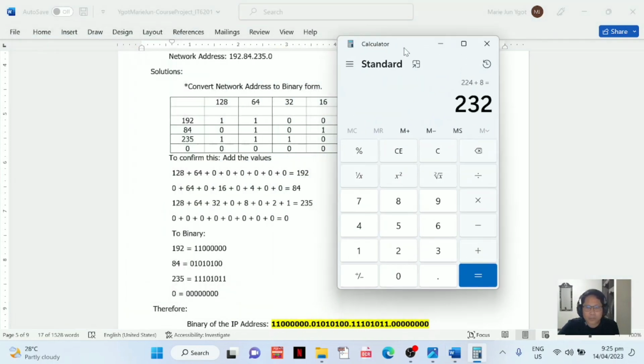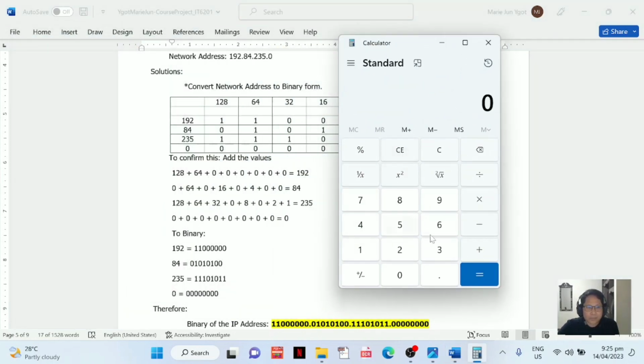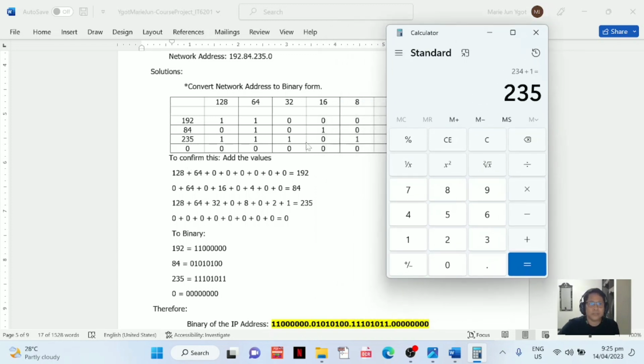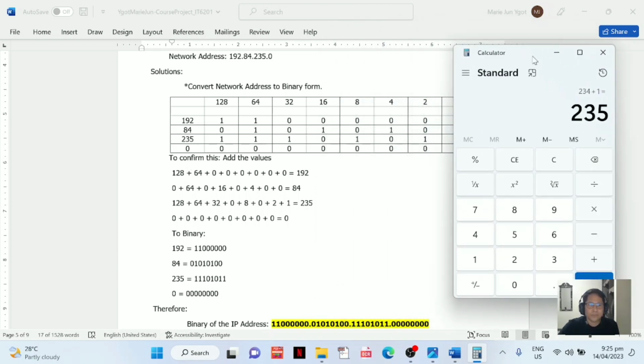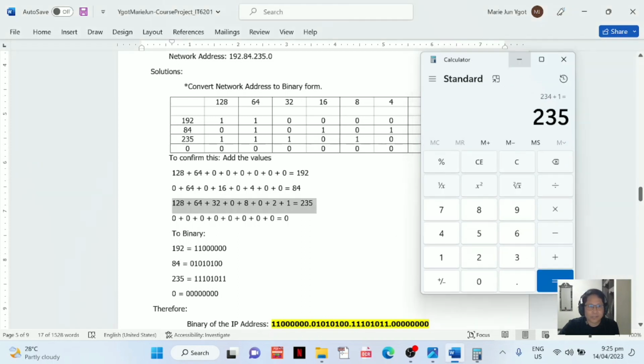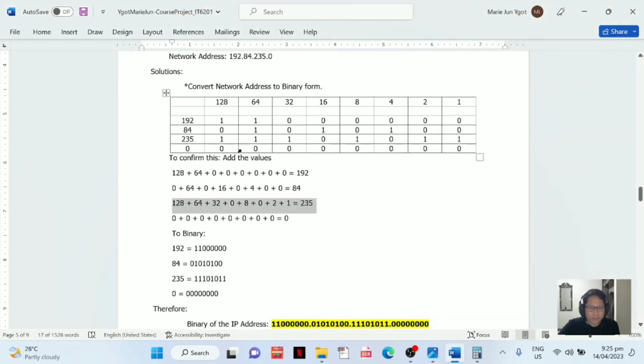So let me check this one. 128 plus 64 plus 32 plus 8 plus 2 plus 1 is equal to 235. So this is our third octet binary form, this one.